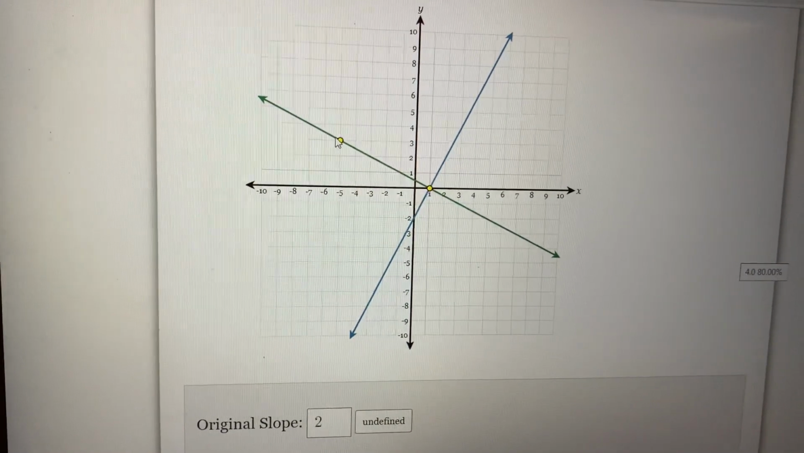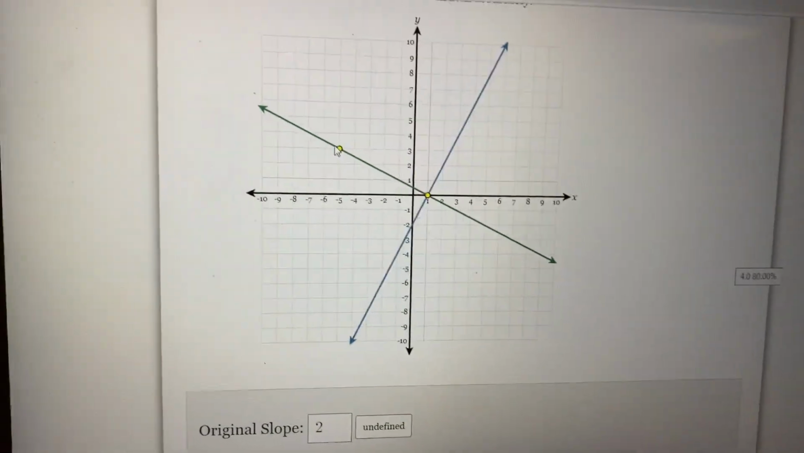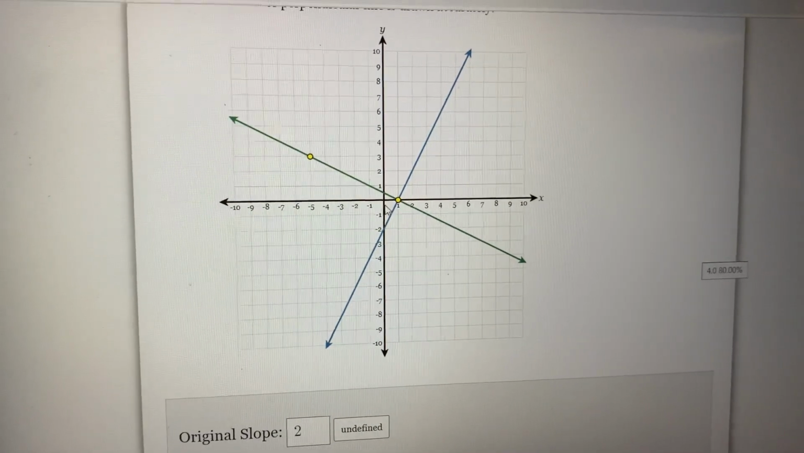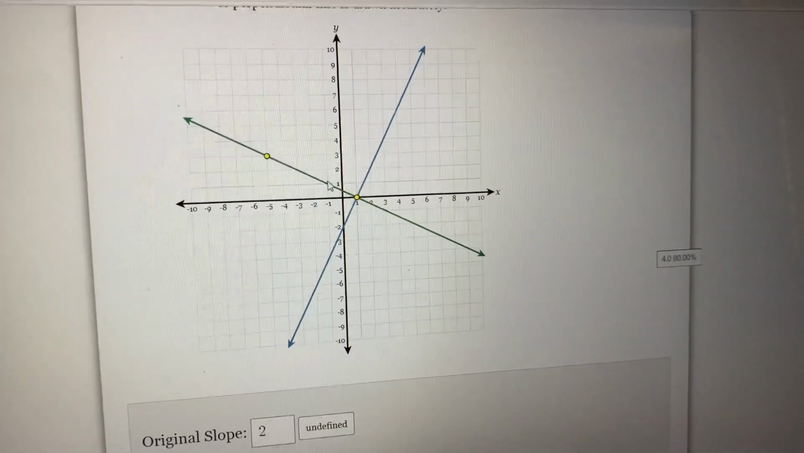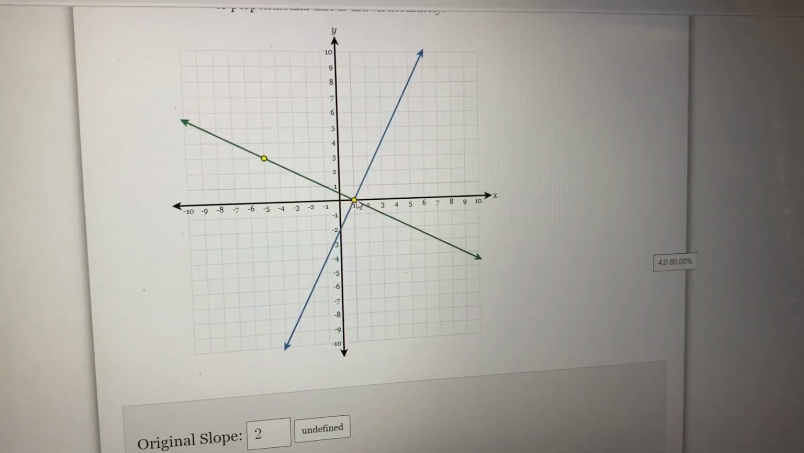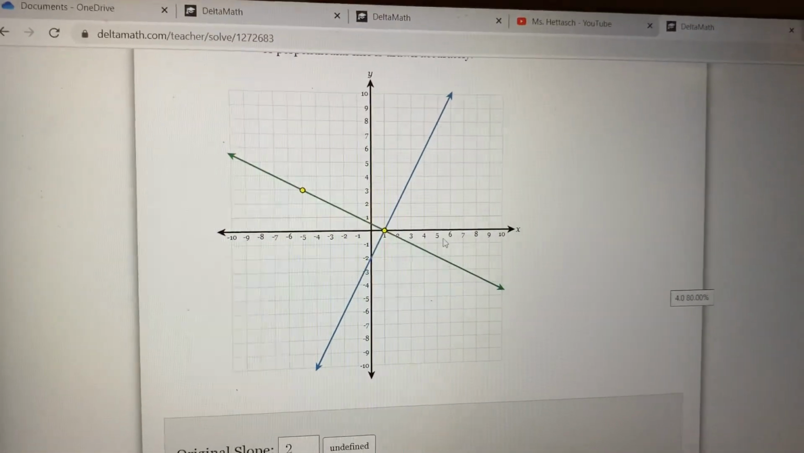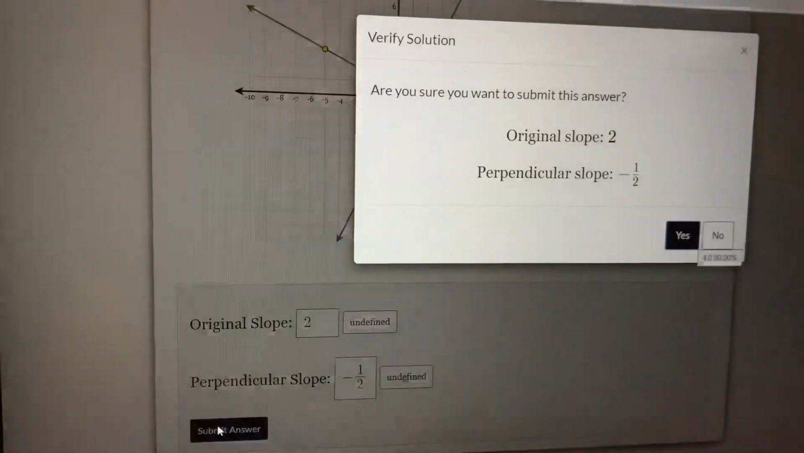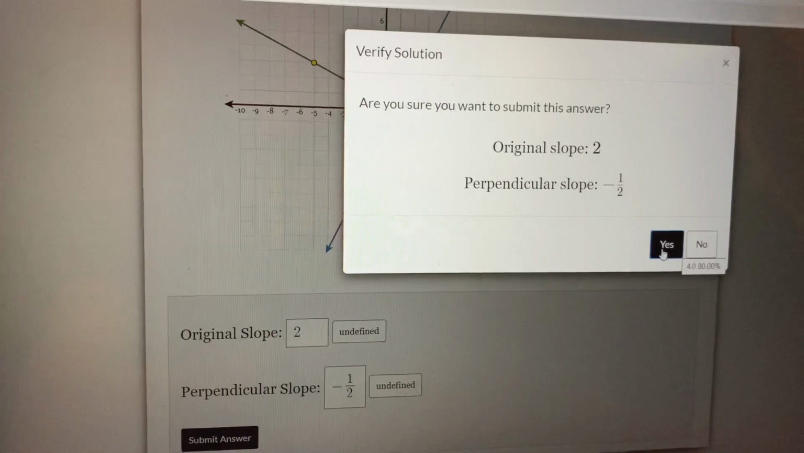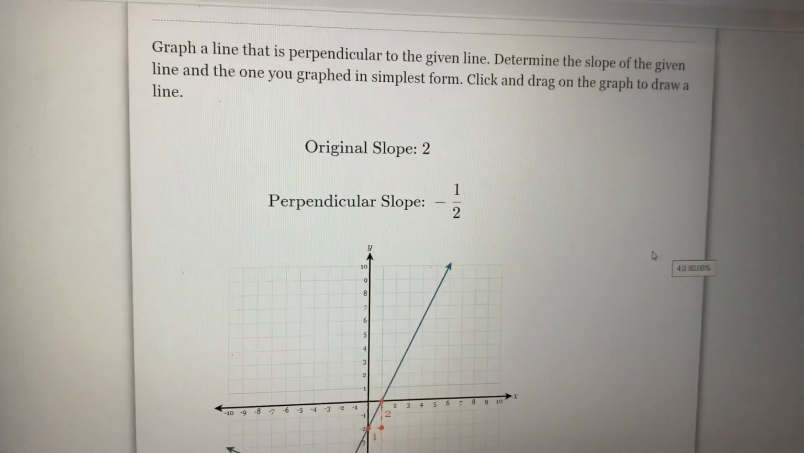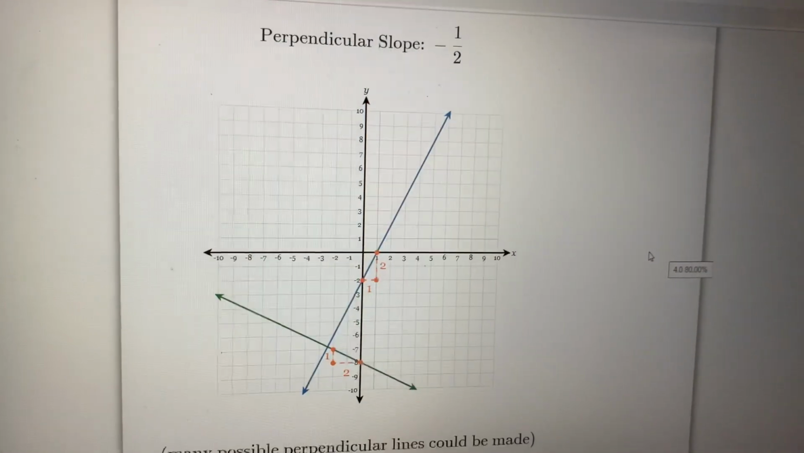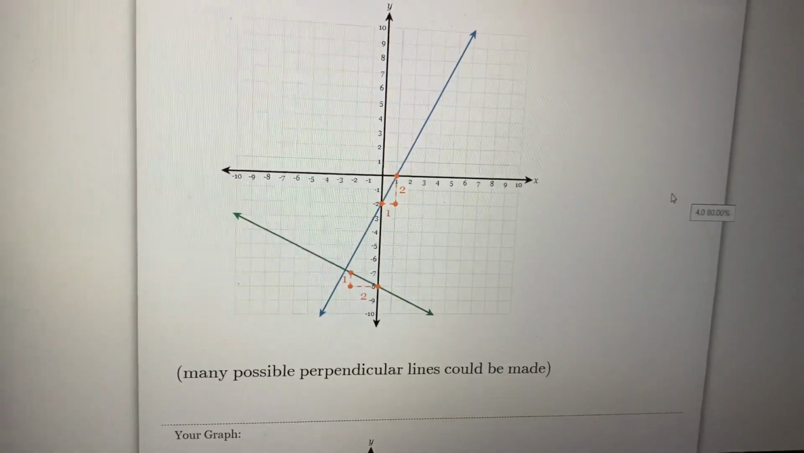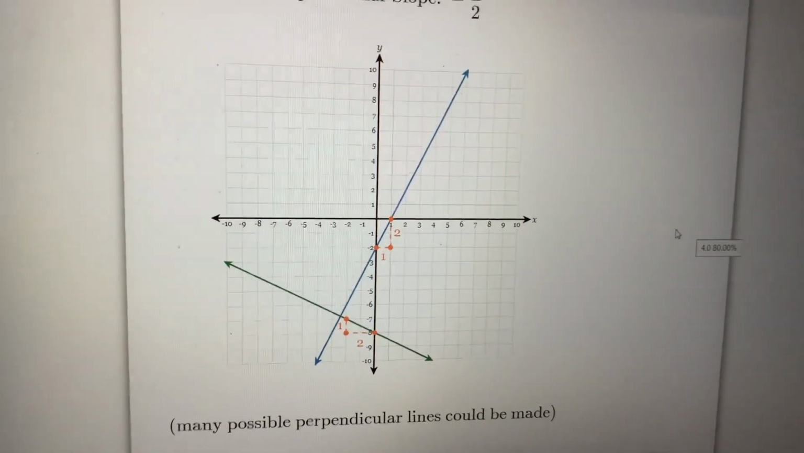And again, if you don't want to just guess where the line is, just follow the slope. That means that we would go, if we were going in reverse, left 2 and up 1, or down 1 and right 2. So those would be our two perpendicular lines. Our slopes are 2 and -1/2. If we submit the answer, let's check and make sure we're right. We are all set. Slope of 2, perpendicular slope being -1/2, and they did their line again in a different spot. Many possible perpendicular lines can be made. Hope this was helpful. Thanks so much.